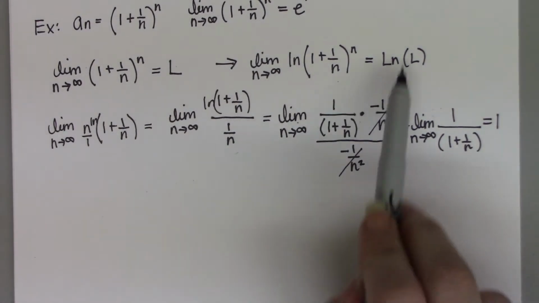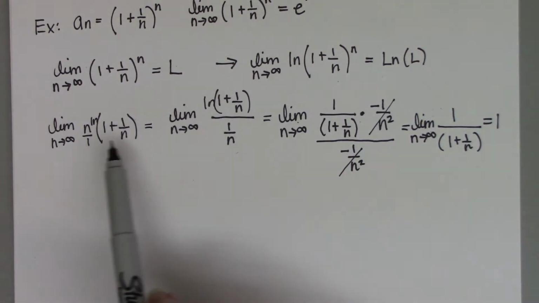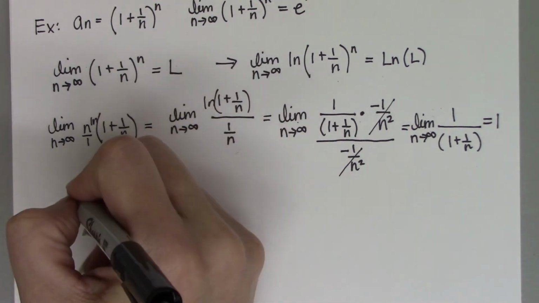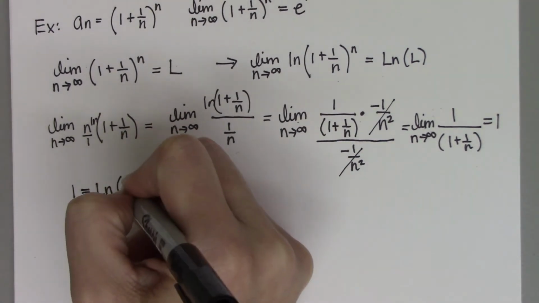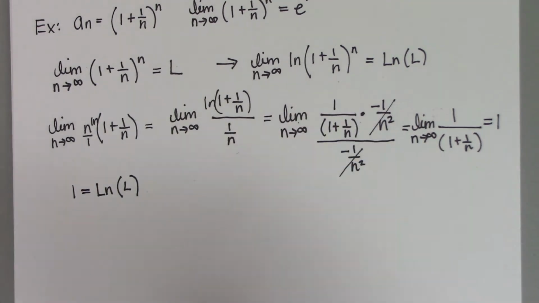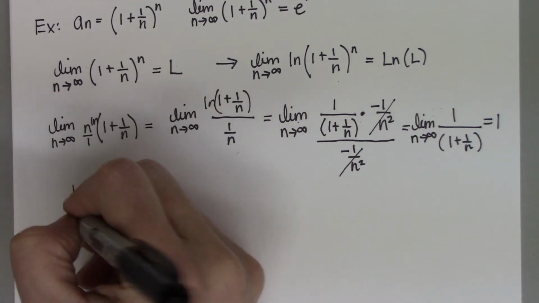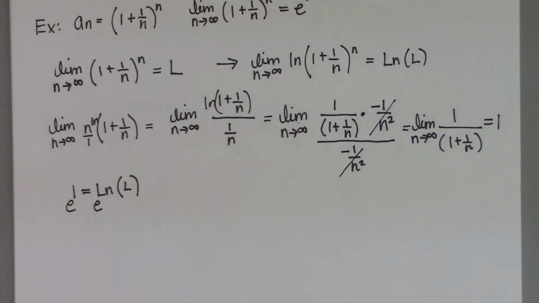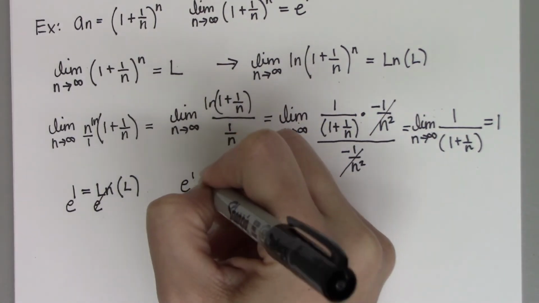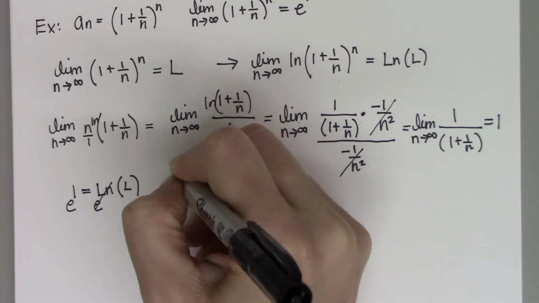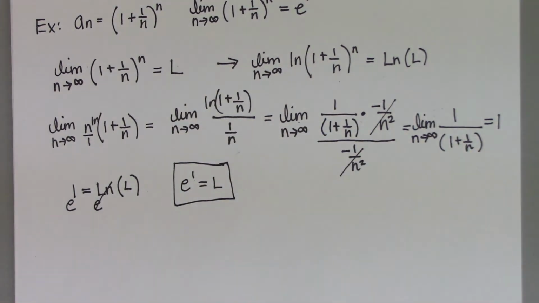So remember, right, this was the original expression. All we've done was look at the left side. So now I can say, well, 1 equals natural log of the limit. So if I want to solve this for L, well, you get the L out of the natural log by raising both sides over its own base. So if I raise both sides over e, I get that e to the 1 equals L, just as desired.